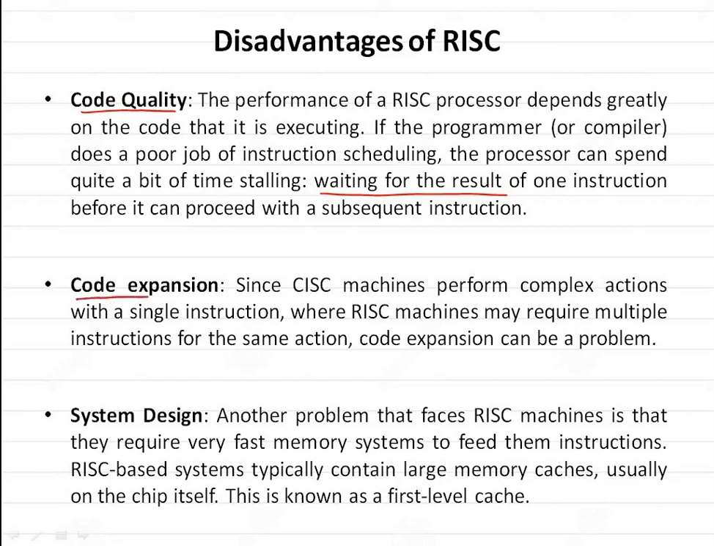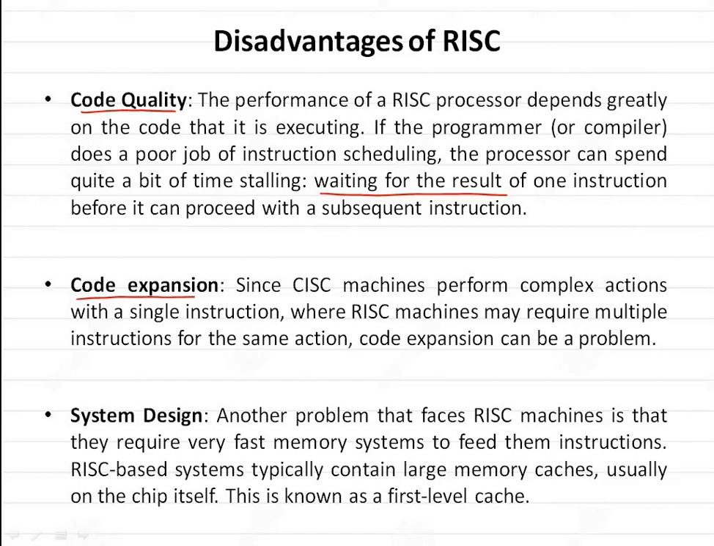Then the second is code expansion. As we know, in case of CISC-based processors, they consist of complex instructions within a single instruction. But in case of RISC processors, reduced instruction set computers, the machine requires multiple instructions for doing the same task. So that is why the code expansion is more.